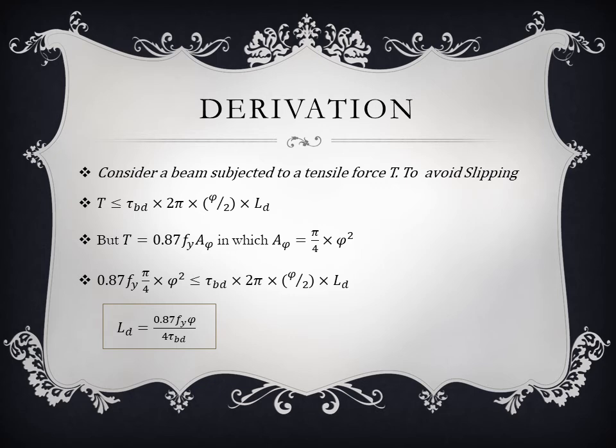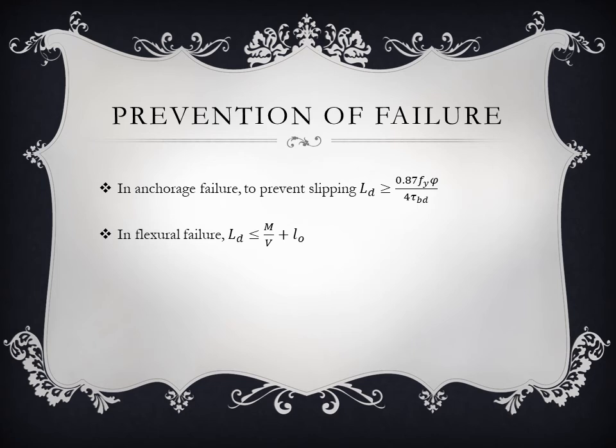Now to prevent anchorage and flexural failure, it will be based on this development length. Now the prevention of failure. In anchorage failure, to prevent slipping, the development length value should be greater than or equal to 0.87 Fy phi by 4 tau bd. In flexural failure, the LD value should be less than or equal to M by V plus L naught.